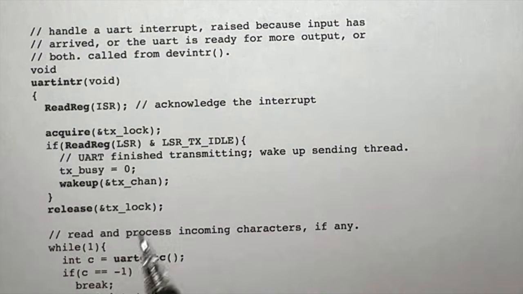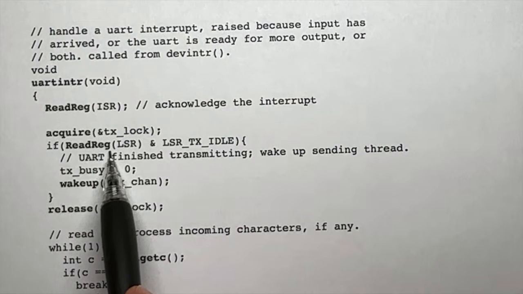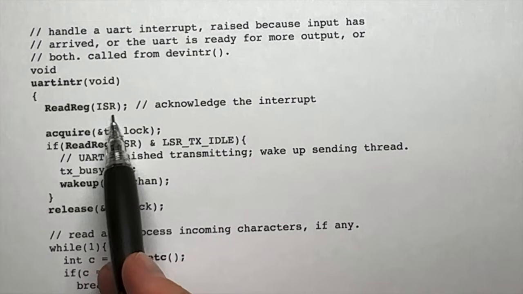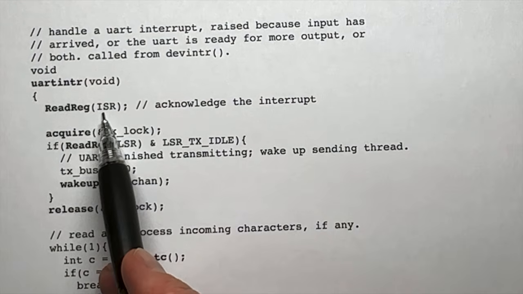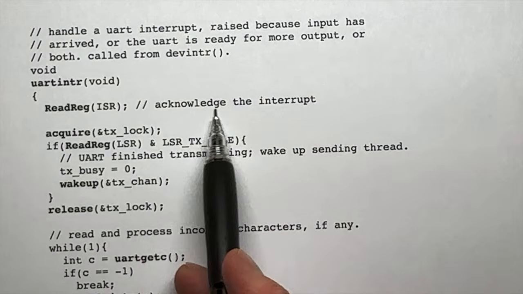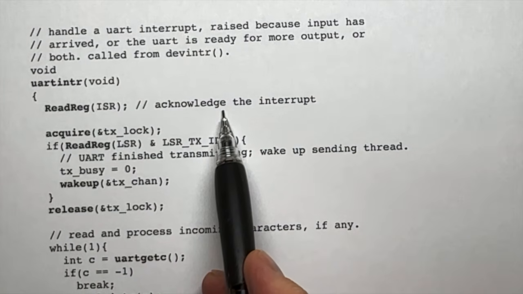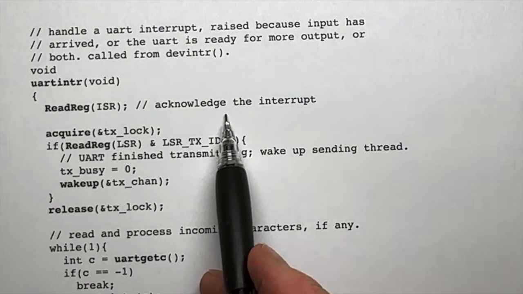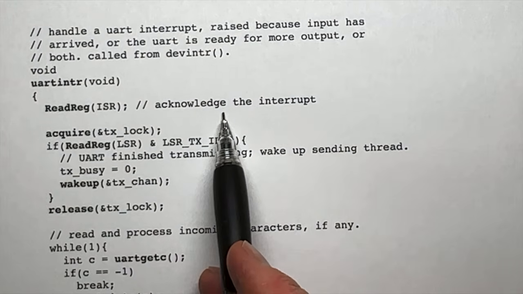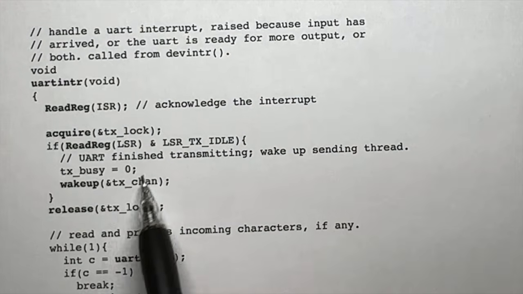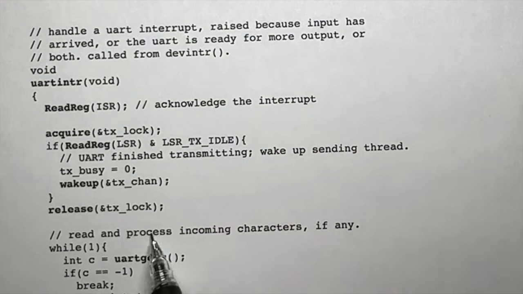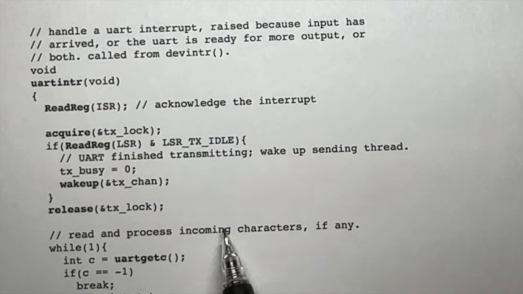It begins by reading the interrupt status register. Loading from this register will let the 16550A know that the interrupt has been recognized and is getting handled. It's basically an acknowledgement which causes the UART chip to lower its interrupt request line. Now, the interrupt could have been caused because the transmit side is ready to send another byte, or it could have been caused because an input character has been received, or both.